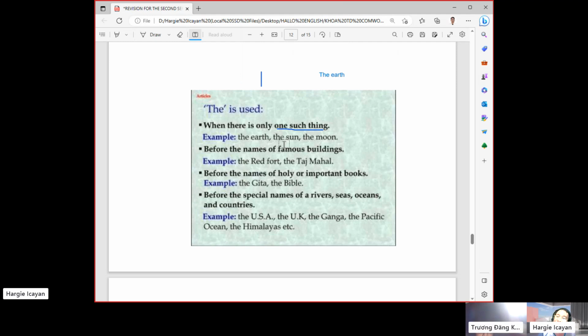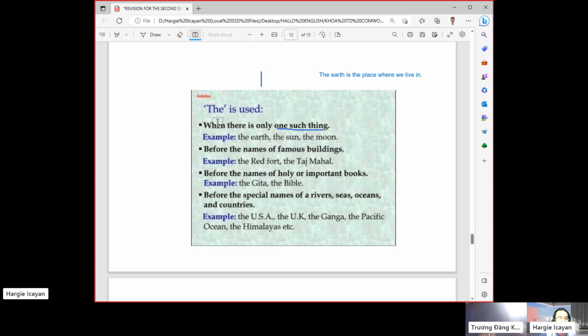Or the sun. So how many suns do we have? Only one. The moon, how many moons do we have? Only one. Okay, so therefore we have to say the earth, the sun, the moon. In a sentence, we can say the earth is the place where we live in. So the earth is the place where we live in.